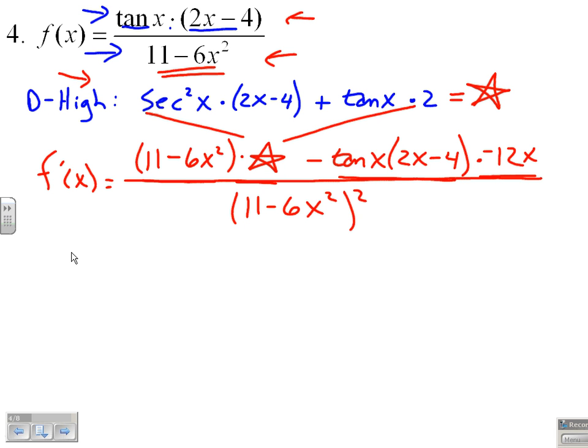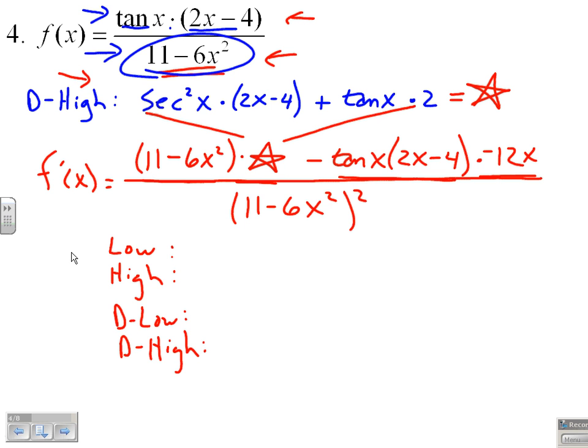So there it is. That's the way you may want to partition this: if you have a quotient rule problem, check and see. We need four things. We need a low, we need a high, we need a d low, we need a d high, and check and see, are any of those things going to cause problems? In this case, the low was a breeze, the high's a breeze, the d low's a breeze, but the d high got a little bit extra work to do, so I kind of segregated it and took care of it first.